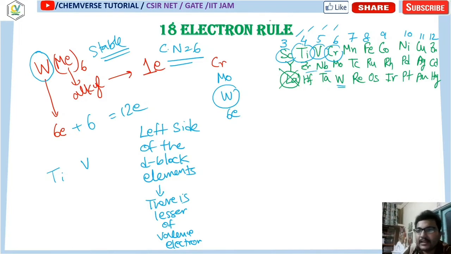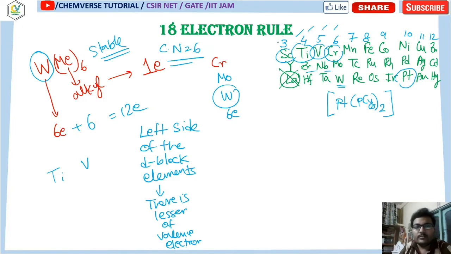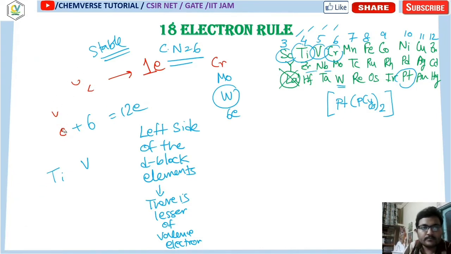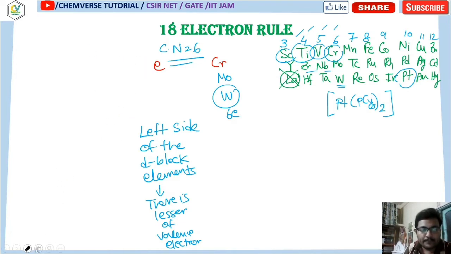Another case is platinum. There is an organometallic complex, platinum PCy3 whole 2. This complex cannot follow the 18 electron rule. Now if I draw the structure, you will find the reason why it cannot follow this rule. Okay, now I am drawing the structure.